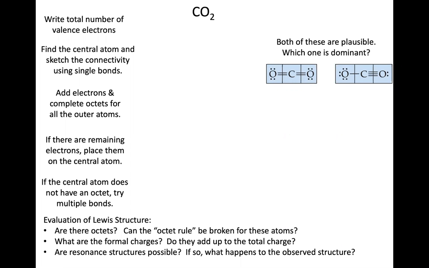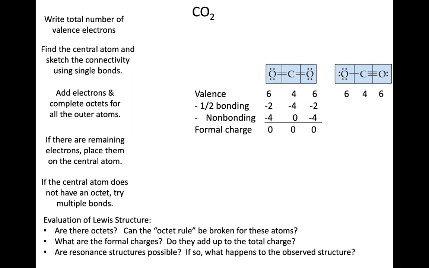Each of the oxygen atoms has 8 around it. The carbon has 8 around it. In one case, it has 2 double bonds, and in the other case, a single and a triple bond. So if I'm using the octet rule to say which one is better, they're the same. So I'm going to consider, does the formal charge tell me which one is better?